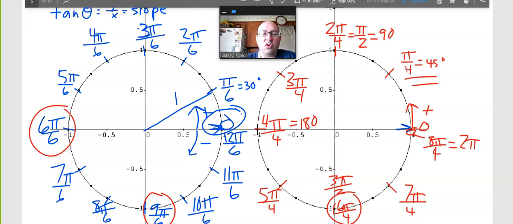Now, if you count around the circle in pi over 6 jumps or pi over 4 jumps, you find the most important places on the unit circle to us. I know there's lots of points on the unit circle, for things like pi over 8 or 32 degrees. But these are the specific points that we deal with the most. Probably because we deal with 30, 60, 90 right triangles and 45, 45, 90 right triangles. That's probably why we deal with it the most.